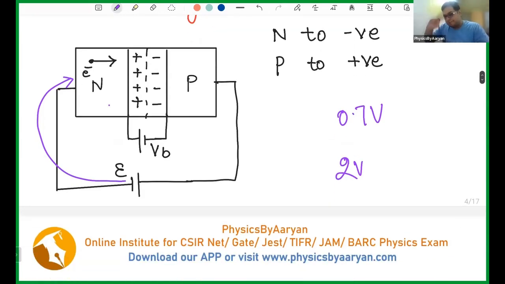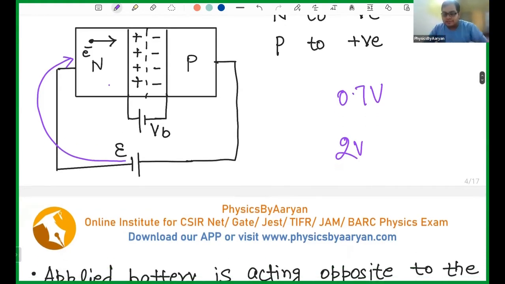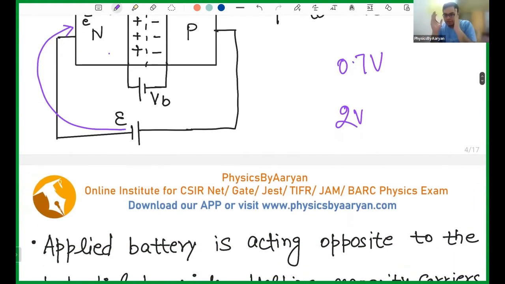Since the depletion layer and the battery are working in opposite directions, if I am applying forward biasing, the width of the depletion layer will keep on reducing. As more and more battery I keep applying, the width of the depletion layer keeps getting smaller and smaller.